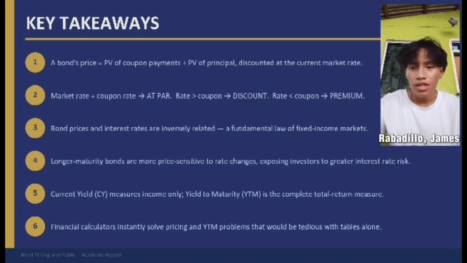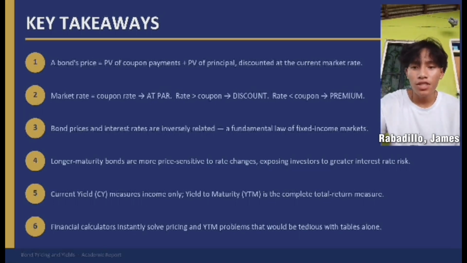And the number 4 is longer maturity means higher risk. Longer maturity bonds are more sensitive to interest rate changes. So, bonds with longer repayment periods experience bigger price changes when interest rates move. A simple example is a 20-year bond is riskier than a 2-year bond because investors wait longer to get their money back.